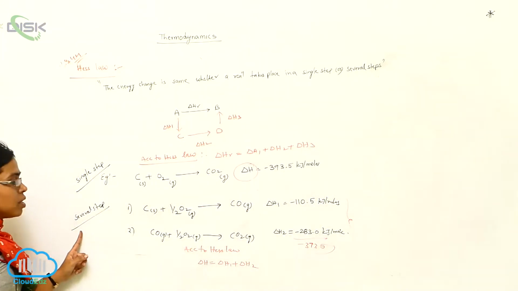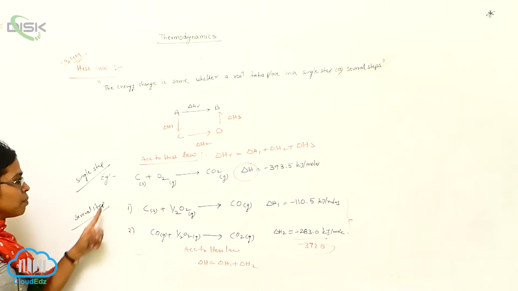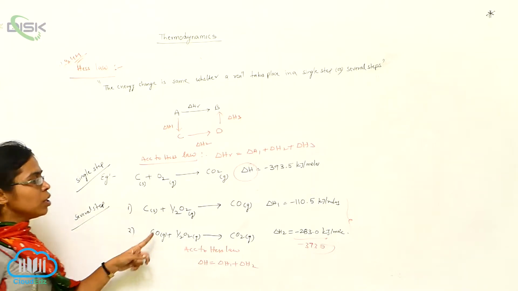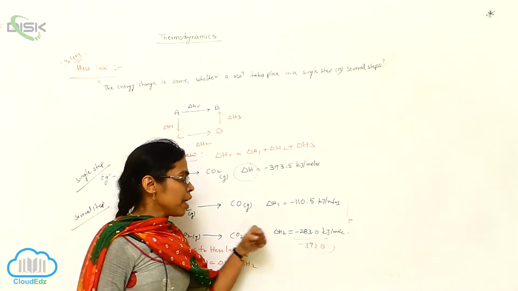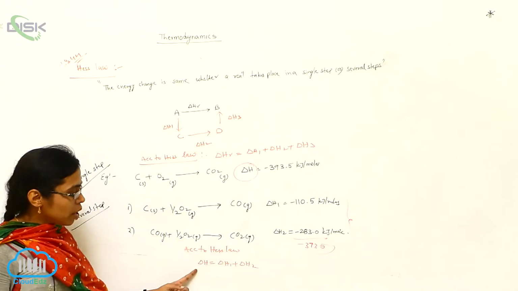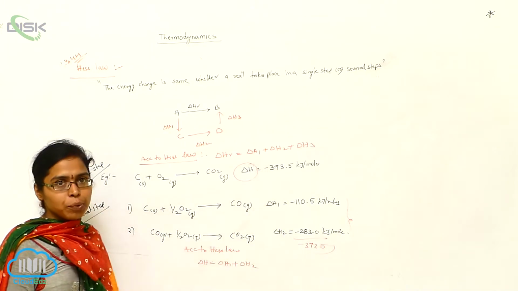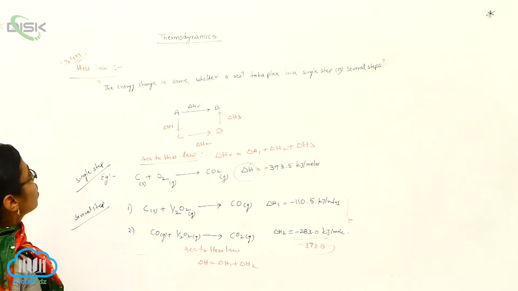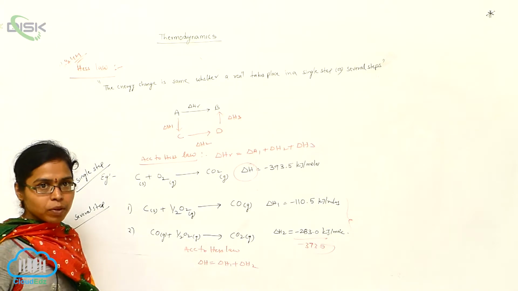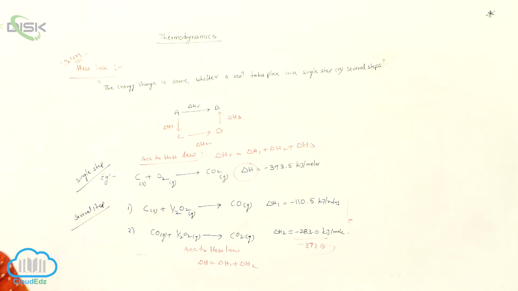So the same can occur in the several step mechanism. In the several step mechanism, this reaction possesses two steps. The two steps' enthalpy changes are delta H1 and delta H2. According to Hess law, delta H is equal to delta H1 plus delta H2. That is also proved. It is the Hess law of conservation. Okay, it is very, very important from this chapter.